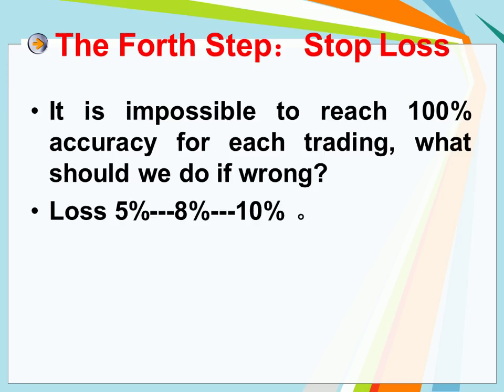Okay. So for the first step, because today I teach you the four steps of the stock plan. The first step, stop loss. For each trading, you should set a stop loss point. This is very important. It is impossible to reach 100% accuracy for each trading. What should we do if wrong? You cannot confirm you buy at the correct point every time. But if we buy the wrong point, what should we do? We still keep it, or sell, or stop loss.